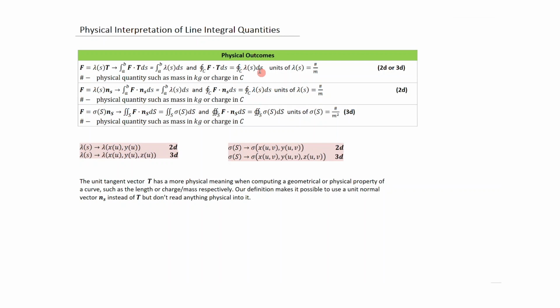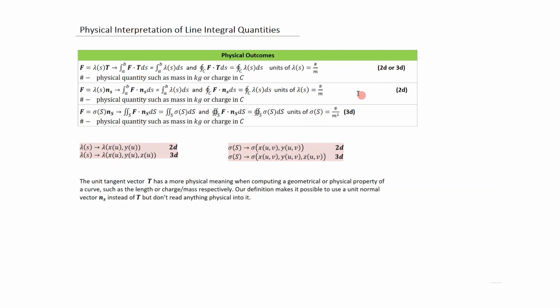And this represents nothing more than, for instance, whatever this lambda(s) is, some physical quantity, such as a mass density at a given point on a curved line segment. Its units would be, in case of mass, kilograms per meter, and if you integrate over the length of the curved line, that gives you the total mass on the curved line. Could have also used charge instead of kilograms if we're interested in the properties of charge on a curved line. So this would be for the case of 2D or 3D if we're dealing with the unit tangent vector.